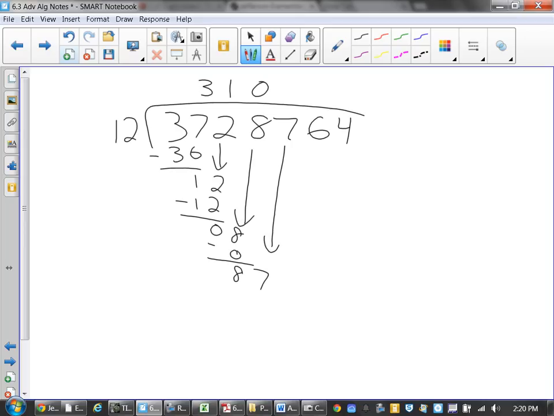Couldn't you just save yourself a step and drop the 7? You can. I'm putting it in here for the placeholder, that's all. So you have 87, and 12 times 7 is 84. So you have a 3. Drop the 6. 12 goes into 36. How many times? 3.